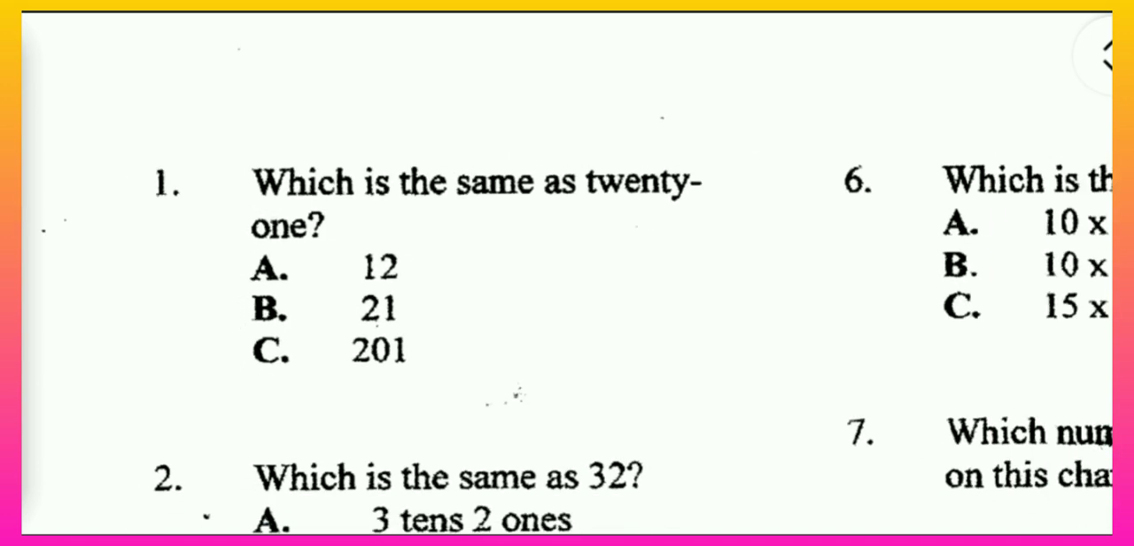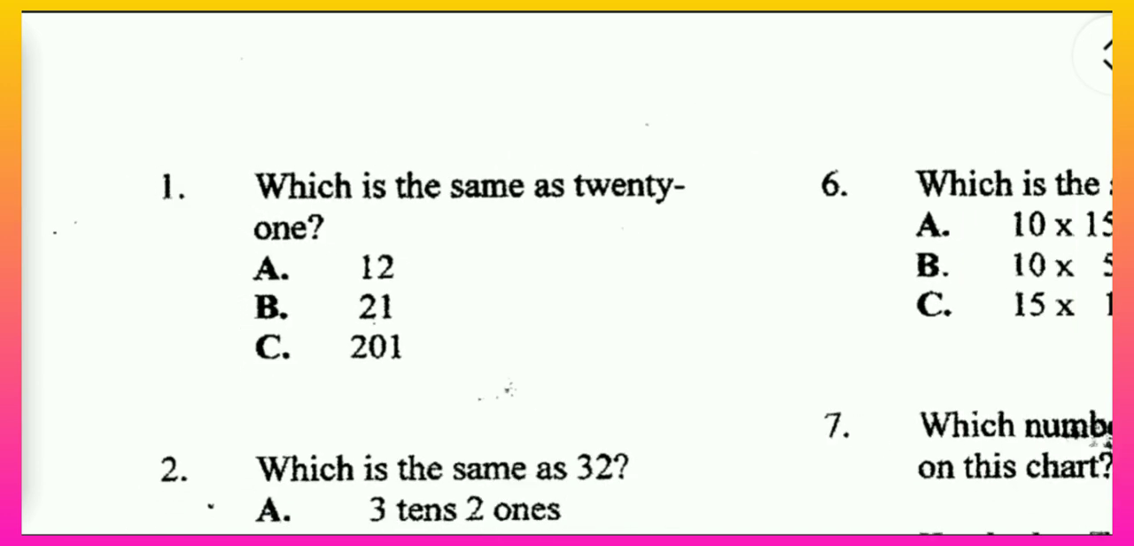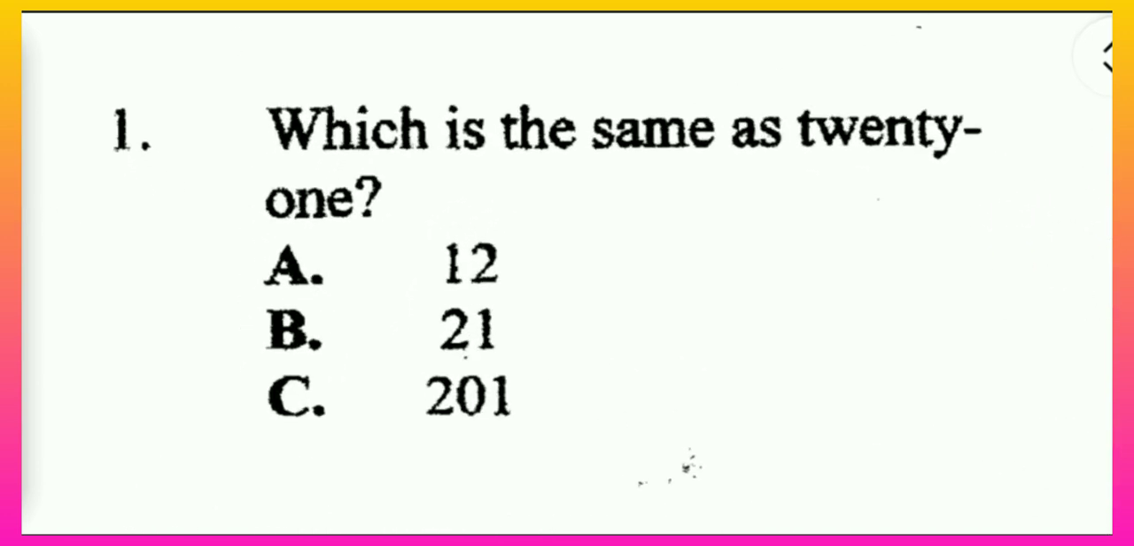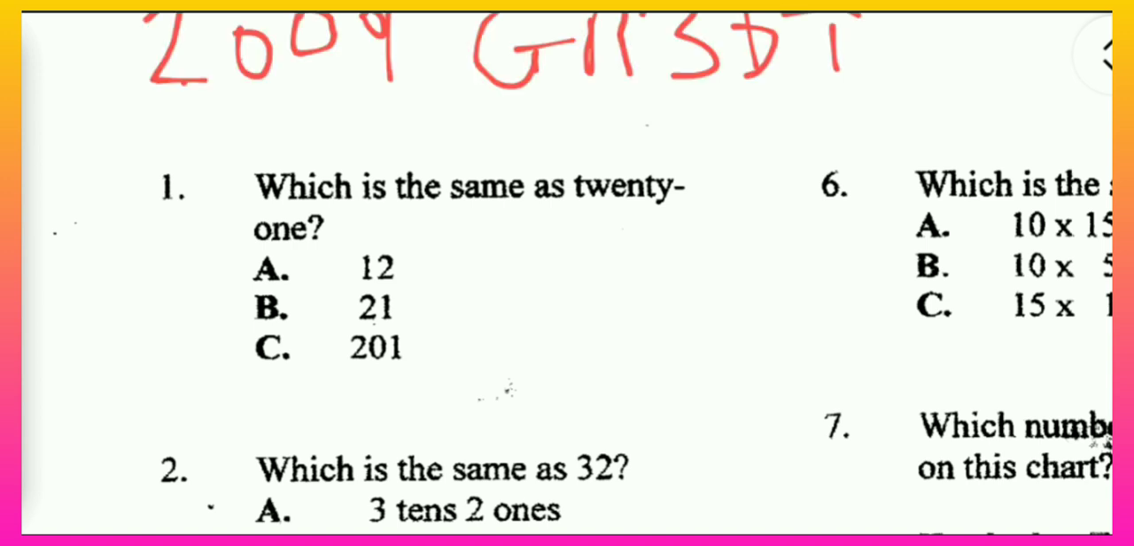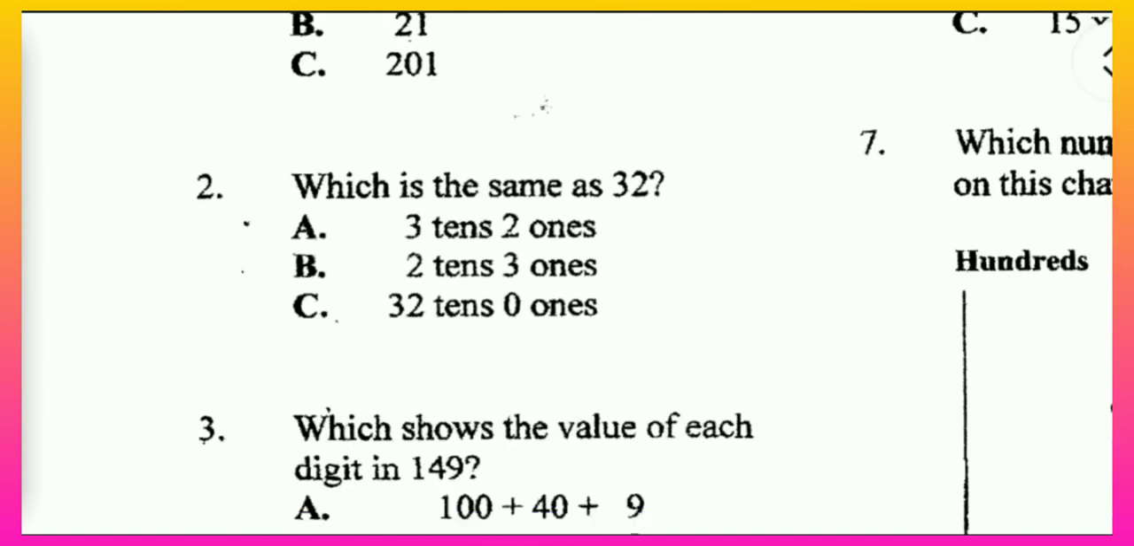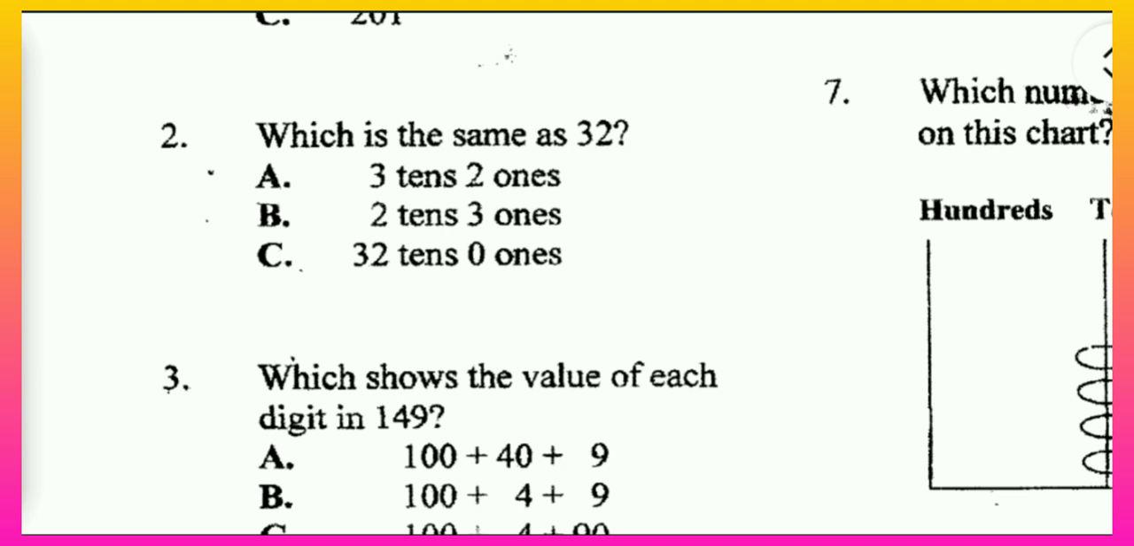Number 1, which is the same as 21. So this is a tens and ones, which is the same as 21. If you were to put your table, tens and ones, and you were to fill them in, you would put the 2. So let's do A and 1. So that's 1 ten and 2 ones, so that's 12. Let's go to B, 1 2, so that's 2 tens, 20, plus 1, 21. The answer is B.